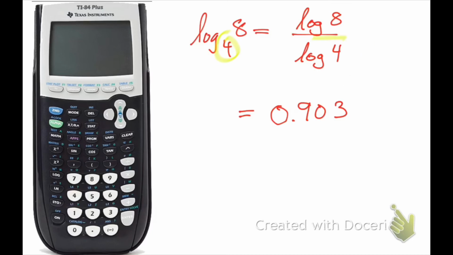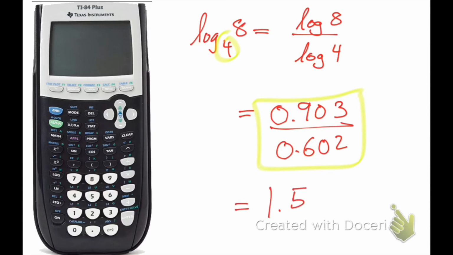And now let's go and solve for log of 4. So I'll be dividing by log. You hit log of 4, and that's going to give you 0.602. So log of 4 gives me this. And I divide these two numbers, and that is going to give me 1.5.